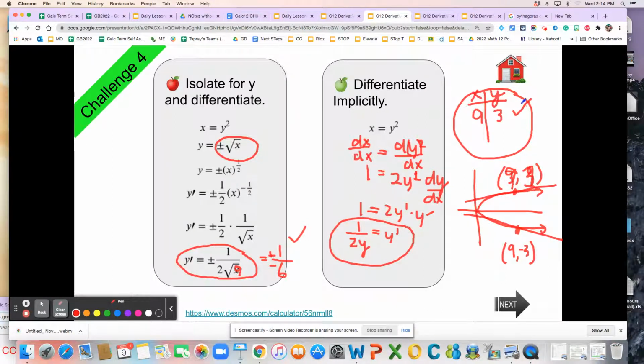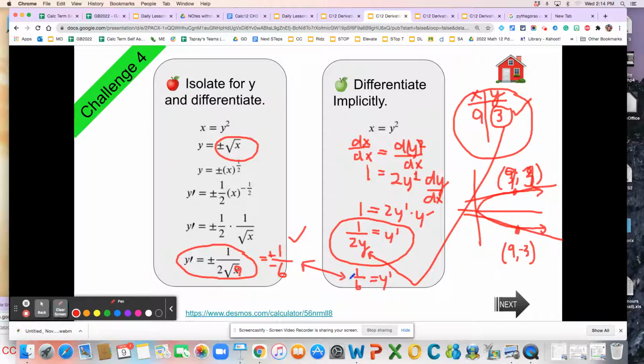Now I'm going to ask this question. At the coordinate 9, 3, what would the derivative be? What would I put in for y? Would I put in the x value or the y value? Of course, we're going to take that 3. We're going to shove it in right there. We're going to have 1 over 2 times 3. That's 1/6. Can you see that the derivative is the same for both?